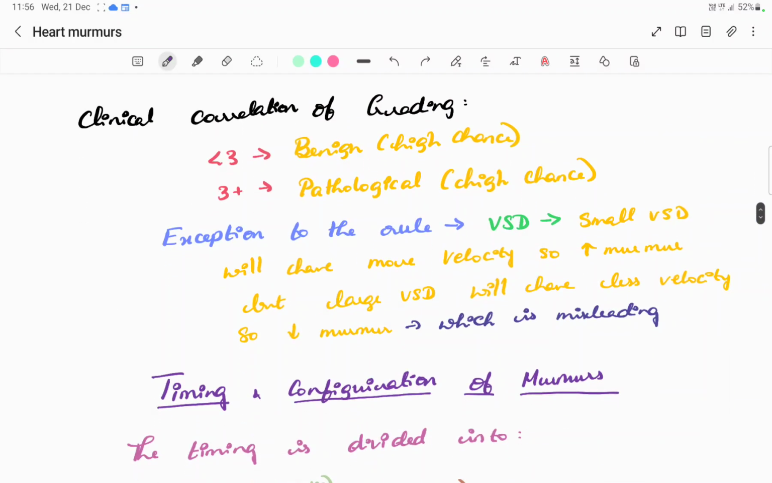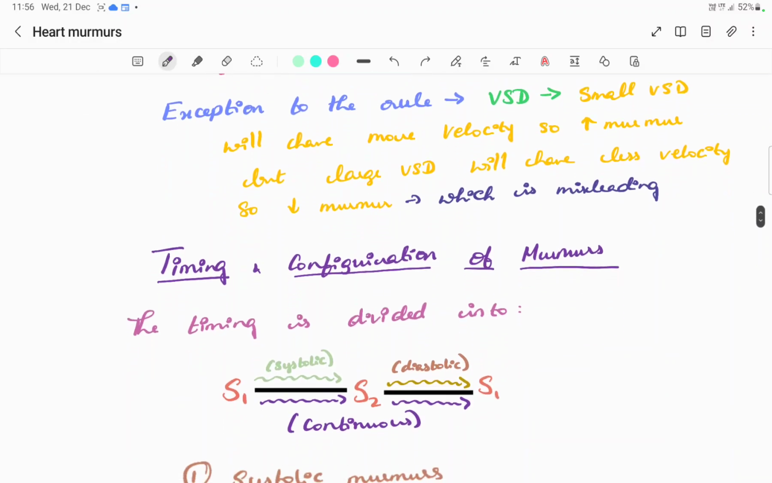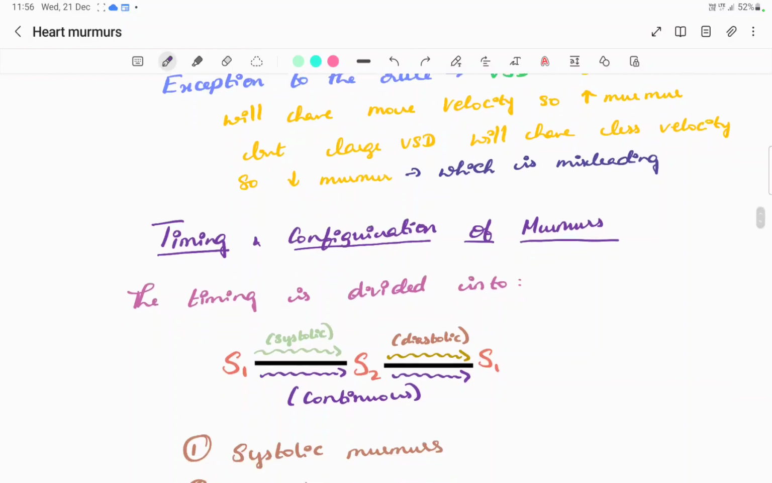So what is the clinical correlation of the grading? Basically, less than 3 grades will mostly be benign conditions, and more than 3 will be pathological conditions. So what is the exception to the rule? It is ventricular septal defect. When there's a little mild defect, that is going to lead to a high intensity murmur, but when there's a bigger defect, that is going to lead to a lower intensity murmur, so that can be misleading.